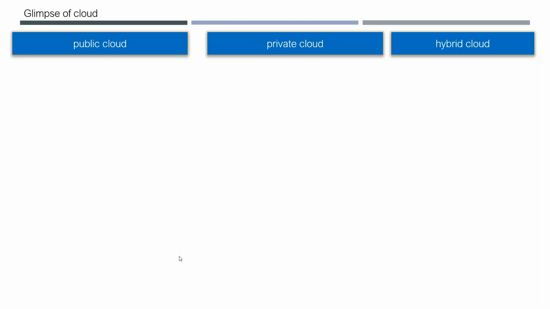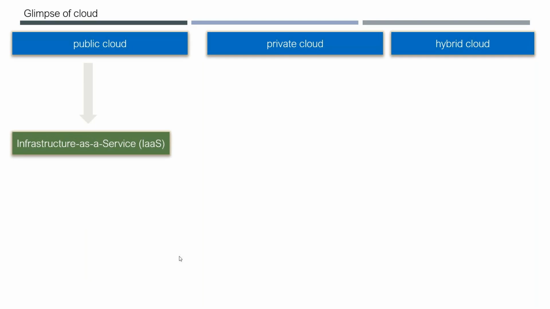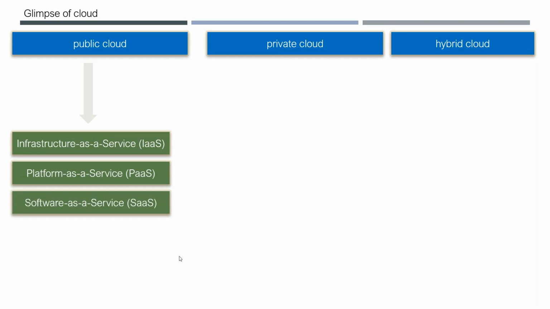Now, let's understand what the different features available in public cloud are. From now onwards, when we say public cloud, refer to Azure only, the Azure cloud, because we are working on the Azure cloud. So in public cloud, we have three different types of features: IaaS, PaaS, and SaaS, infrastructure as a service, platform as a service, and software as a service.